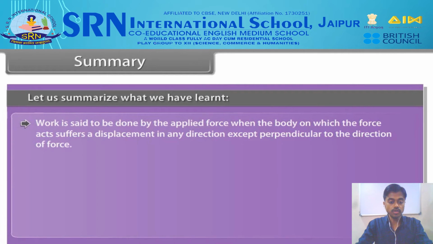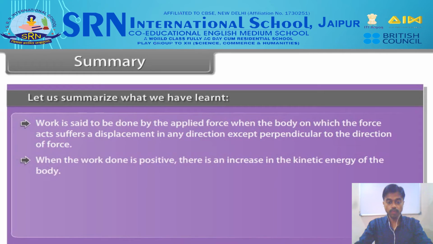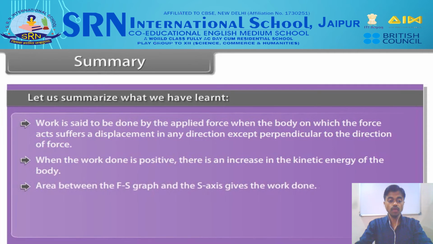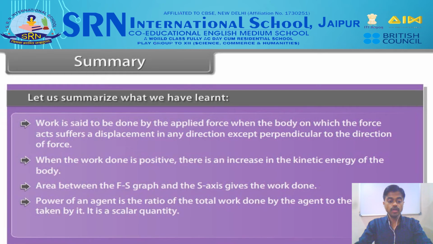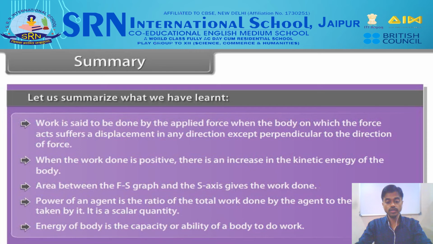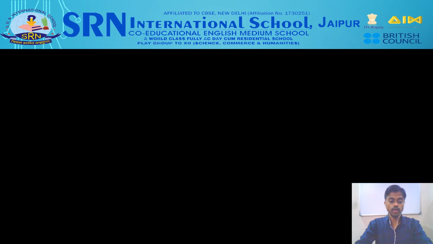Work is said to be done by an applied force when the body on which the force acts suffers a displacement in a direction other than perpendicular to the direction of force. If force is applied on a body and the displacement occurs perpendicular to the direction of force, we say no work is done. When work done is positive, there is an increase in kinetic energy of the body. And the area between the F-s graph and the s axis gives the work done. Power is the ratio of the total work done by the agent to the given interval of time. It is a scalar quantity.